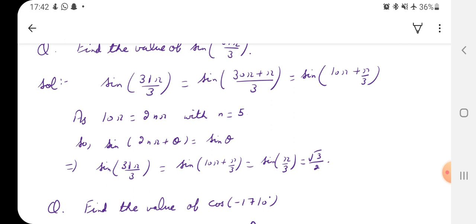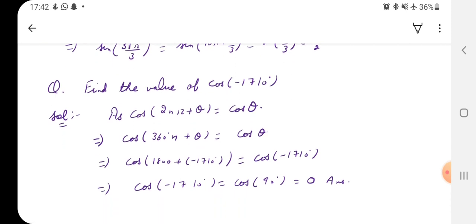Now similarly, one more question based on this. Last question. Find the value of cos of minus 1710 degrees. As we have seen earlier as well, if I add a 2 pi multiple to any angle, it will remain the same. No change will be there. So I am adding the fifth multiple of 360 degrees. That will be 1800 degrees. So if I am adding 1800 degrees to it, it will remain the same.